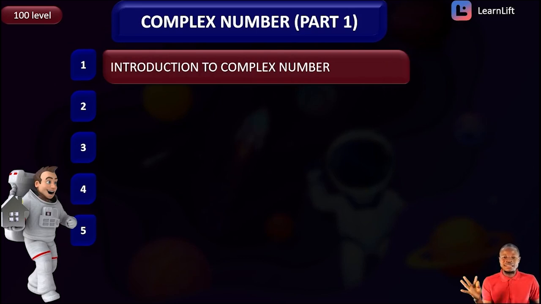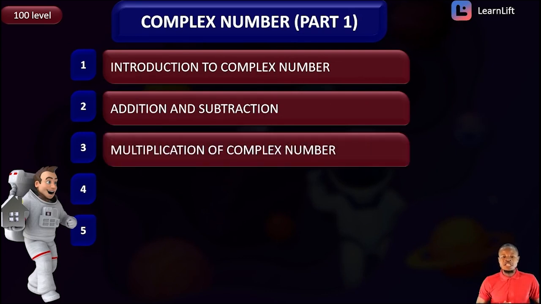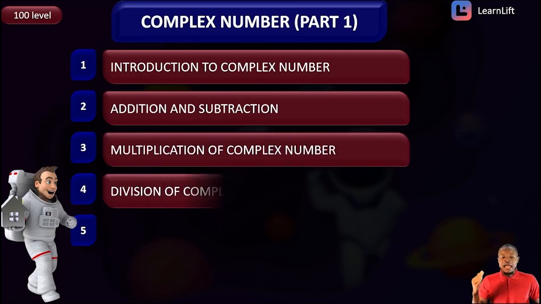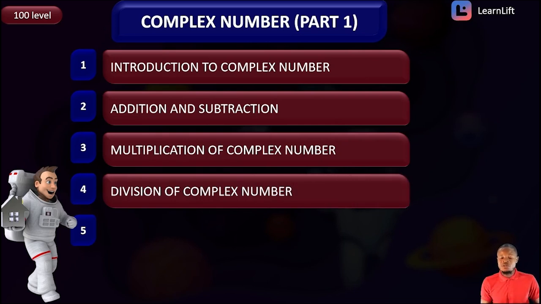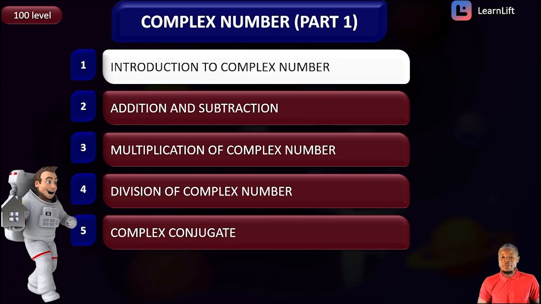When we are done with all the classes under introduction to complex number, we'll flow down to addition and subtraction of complex number. We're going to look at the total multiplication of complex number, and then we'll look at the division of complex number. We're going to be looking at everything in details, and we'll cap it up with complex conjugates. So sit tight, get relaxed as we start the first part, which is the introduction to complex number.